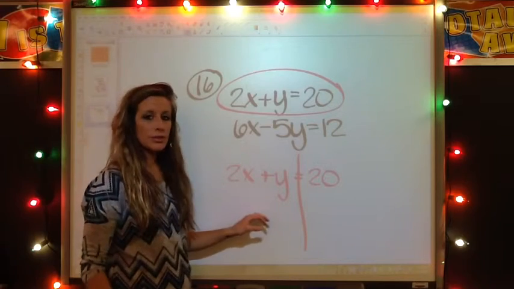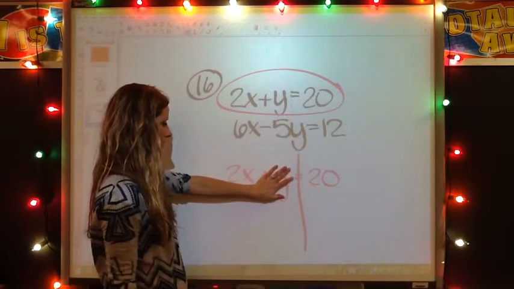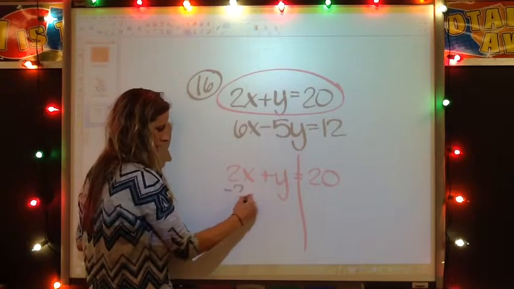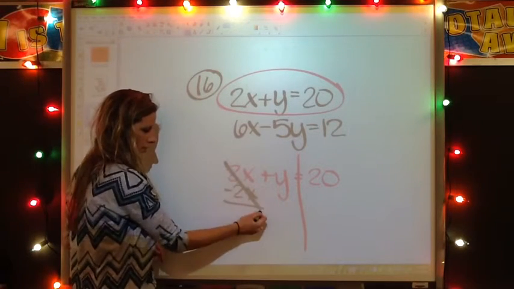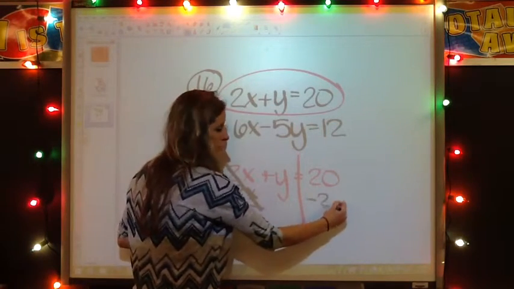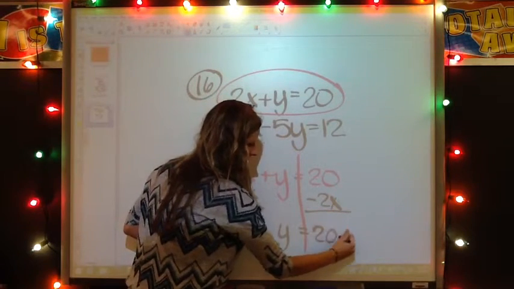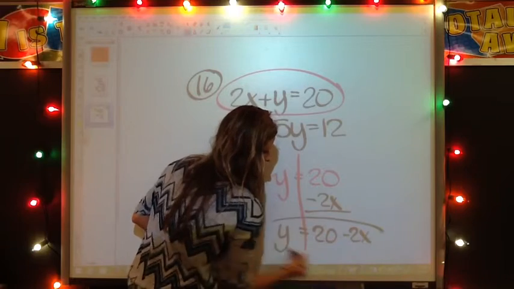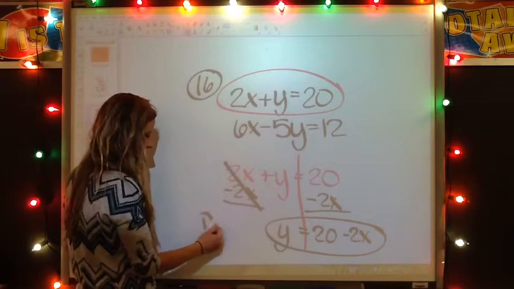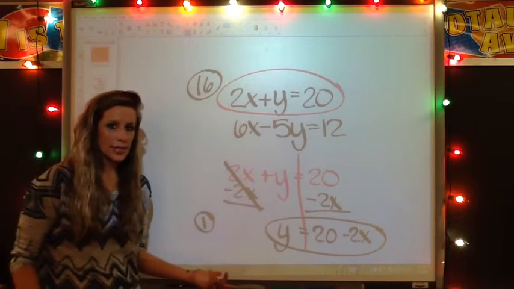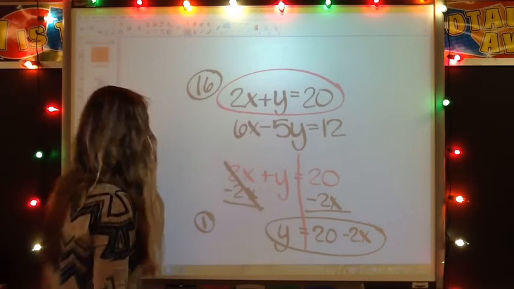So if we're solving for y, we're going to save the y for last. The opposite of a positive 2x is negative 2x, so those cancel. And we do it to both sides. So y equals 20 minus 2x. Okay, so that's our first step. We can't subtract those two because they aren't like terms, so we're going to leave it like that.